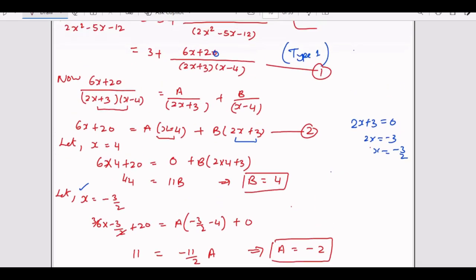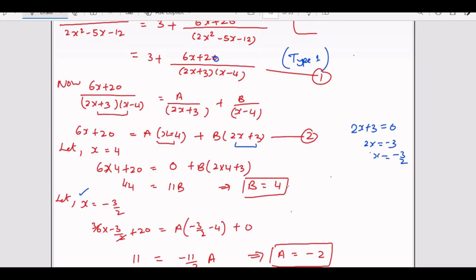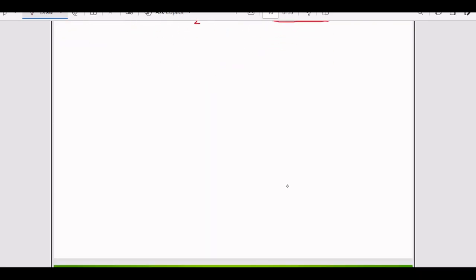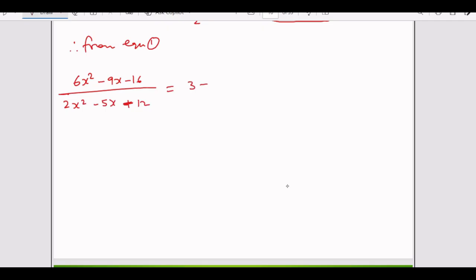Now we substitute all these values in equation number 1, to get the final answer. So from equation 1 we have 6x squared minus 9x minus 16 over, we will just write the original question from the beginning, 2x squared minus 5x minus 12, equals 3 plus A, which is now negative 2, so I'll put negative 2 here, over 2x plus 3, and B is 4 over x minus 4. So this is our final answer.